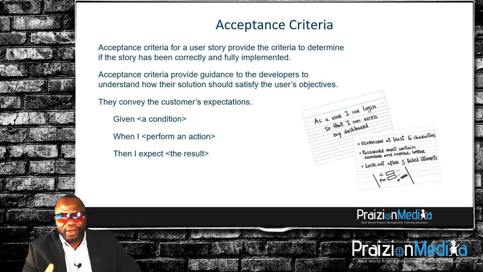In closing, at the back of the card, we put in the acceptance criteria, and we can use the Gherkin format, the given, when, then. We could use all sorts of formats.